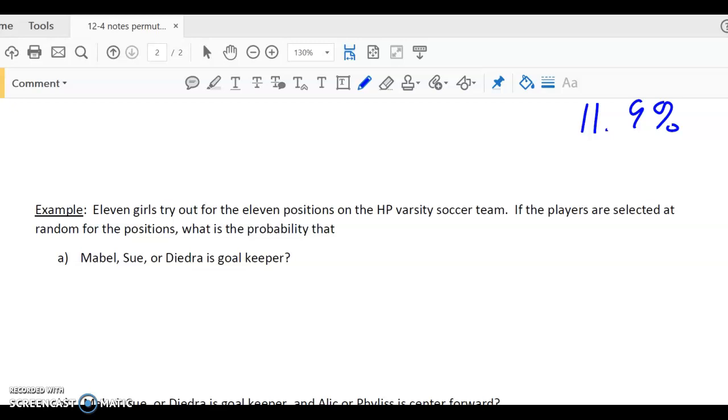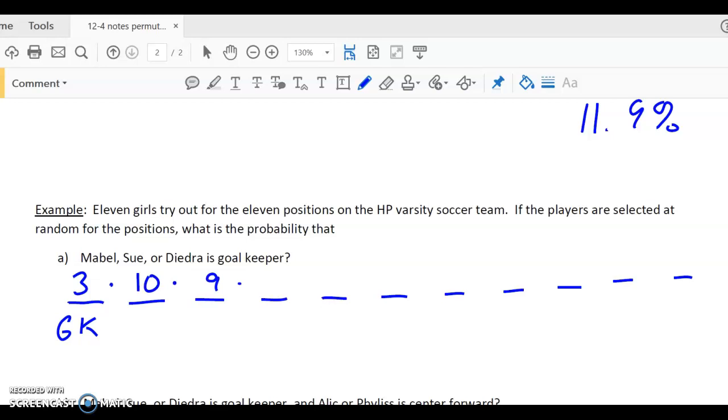So start off with thinking about 11 positions. The first position we'll call goalkeeper. We have 3 choices for goalkeeper. After we pick our goalkeeper, we have 10 girls to choose from, and so on all the way down to each position. So if you look at this, this is 10 factorial times 3.